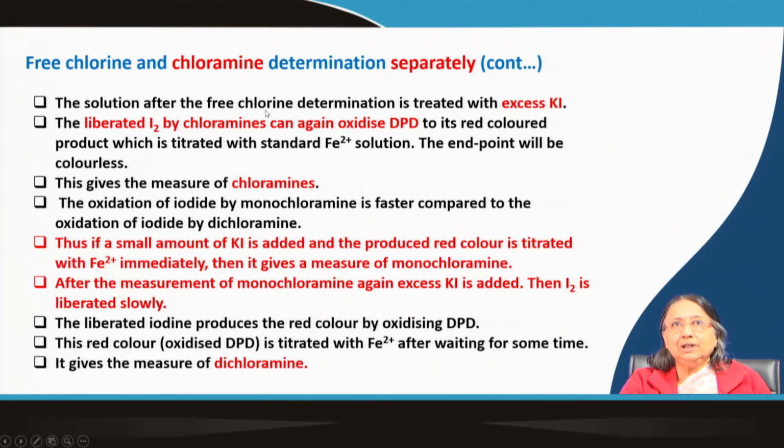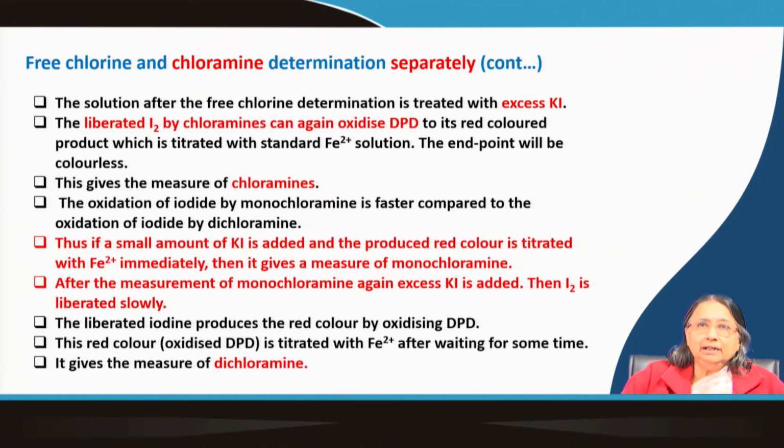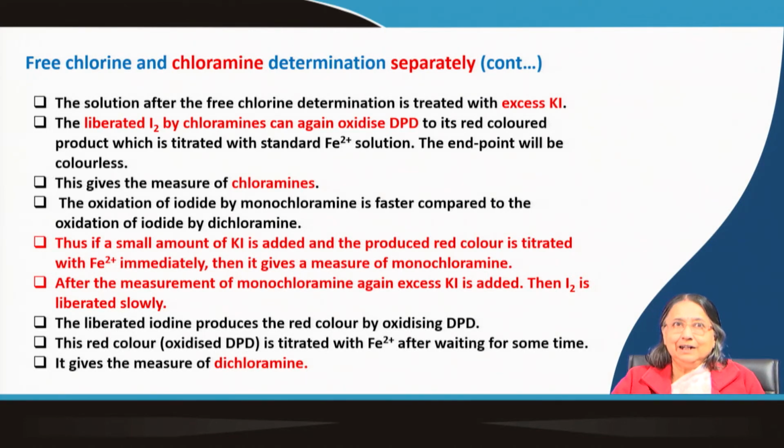So, what you will do? The solution after the free chlorine determination by DPD method is treated with excess KI. Then you add KI there, okay, excess KI. What will happen? Iodine is liberated by chloramine. You have seen in the previous slide that iodine is generated by chloramine. Okay, iodine is generated from KI quantitatively. So, iodine will be liberated. That liberated iodine can again oxidize DPD. So, liberated iodine will oxidize, chloramine will not oxidize, liberated iodine will oxidize the DPD, okay, to red colored product. Same reaction, but it is done by iodine.